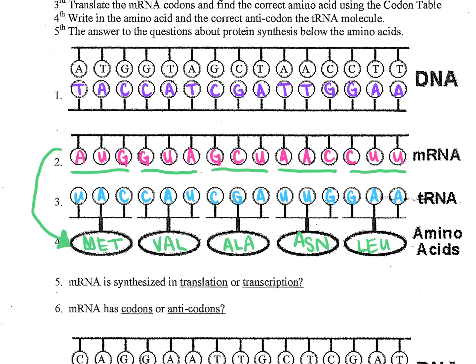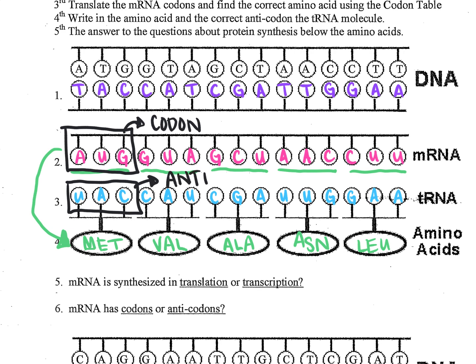Okay. And then before we move on, let's just do 2 quick little vocab pieces. On the mRNA, when we read 3 letters at a time, we call that a codon. So if I were you, I would do what I'm doing, like circle 3 letters on the mRNA and then call out a codon. And then what do we call the 3 letters on the tRNA? Close. It's the anticodon.